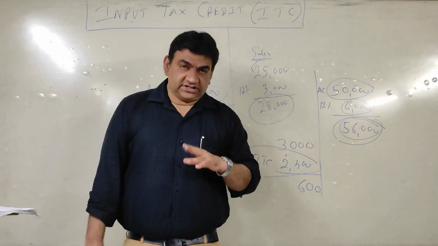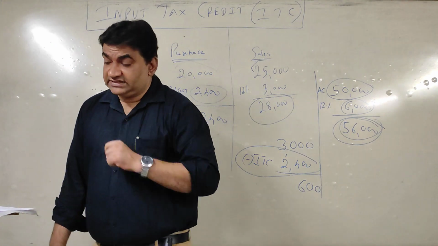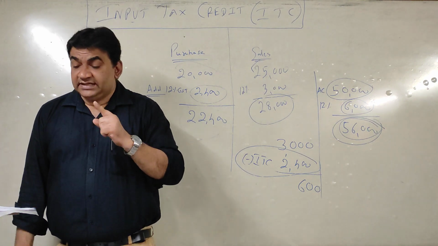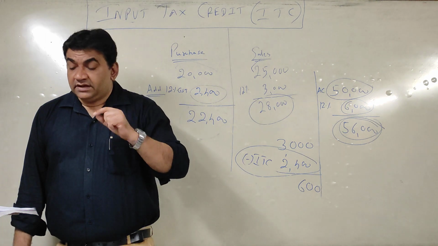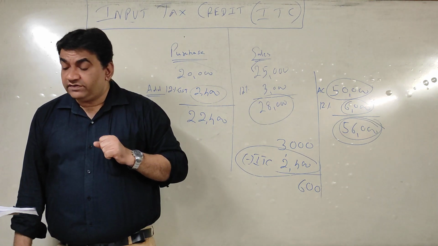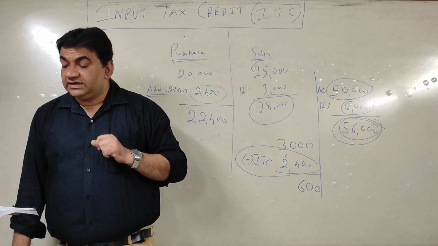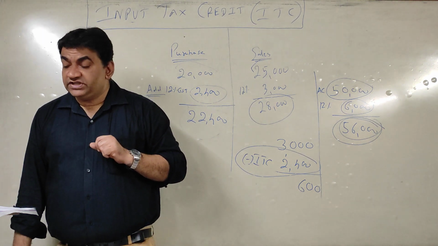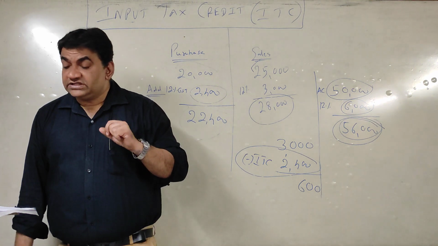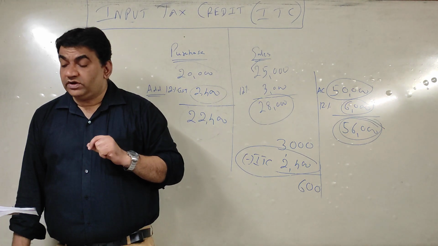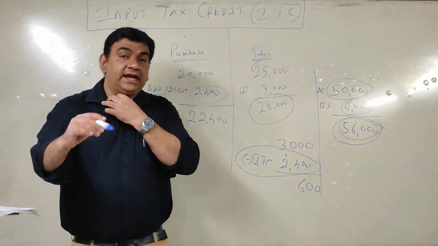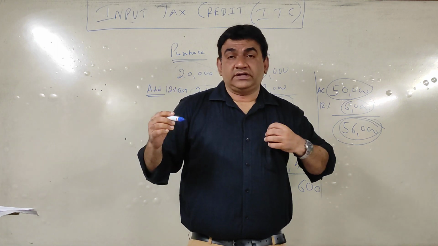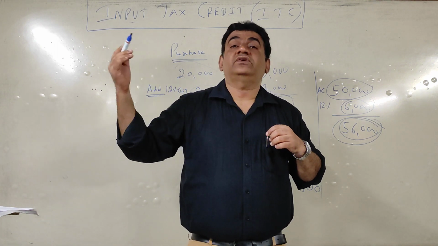Here also there is one illustration. Right now I'll just discuss the basics. Now see, understand this. Within what time will you claim ITC? See the A point. The due date of furnishing of return under section 39 for the month of September following the end of the financial year to which the invoice relating to such debit note pertains, that is 20th October of the next financial year. In short, it will be 20th October, because every month, once the month gets over, you are supposed to pay GST by 20th of the next month.